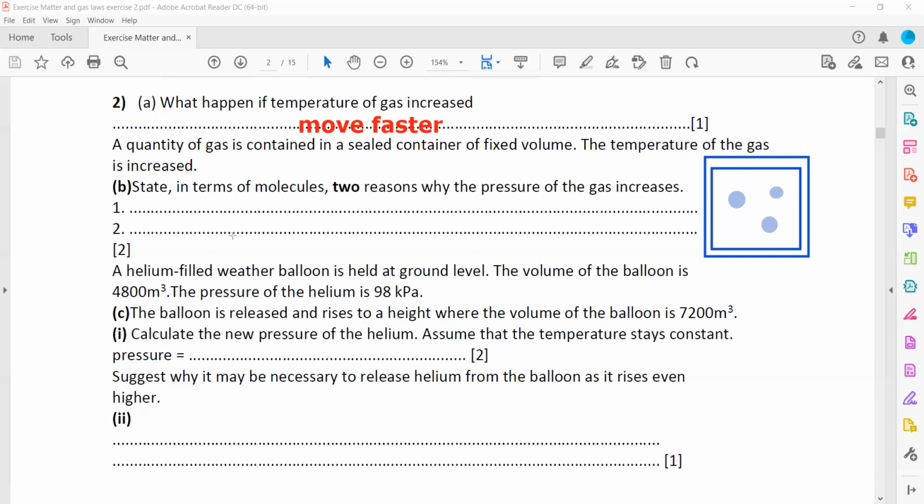State in terms of molecules two reasons why the pressure of the gas increases. So as we are increasing the temperature, why is the pressure of the gas increasing? What are the two reasons for that? Number one, the molecules will collide often. Number two, they will hit the wall harder, or there will be a greater change in momentum. So it will increase the number of collisions.